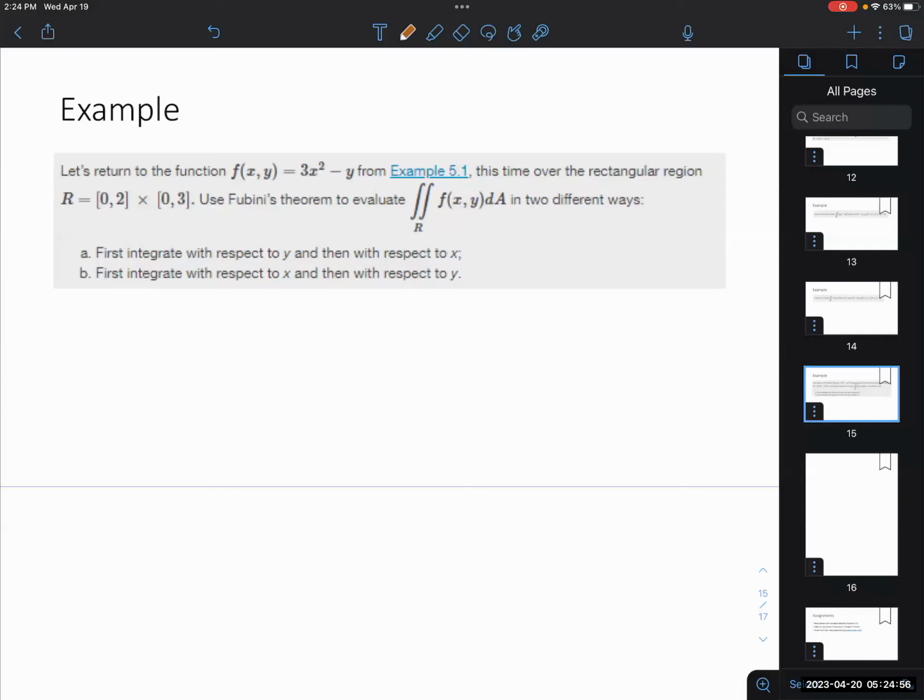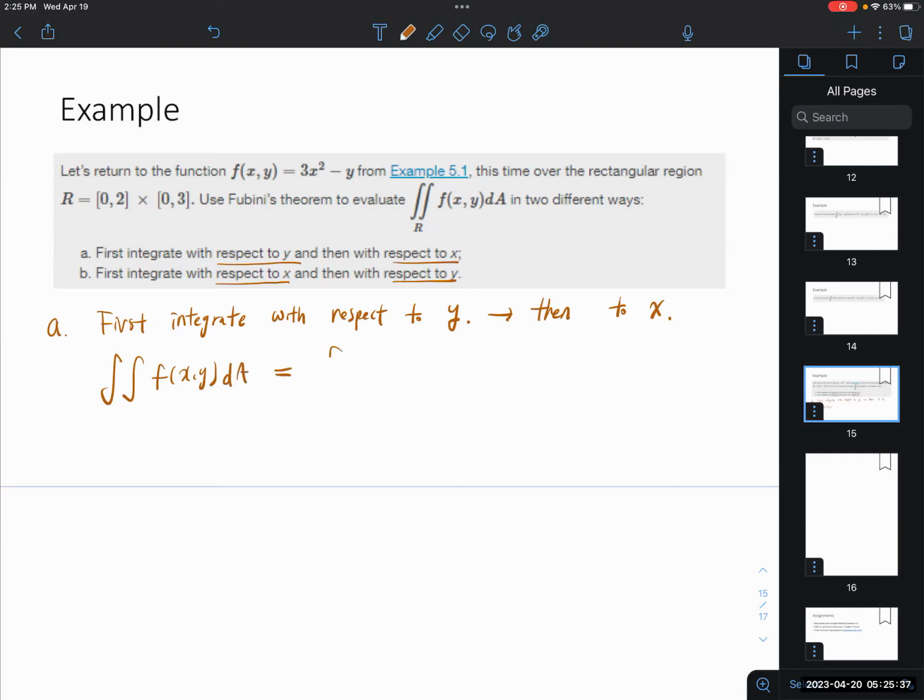So you see that I have a function, f of x y, 3x squared minus y. They say take the integral with respect to y first, then take the x later. Or you can take the x first, then later y. So we're gonna do both. So A, we're gonna integrate first with respect to y, then x. So we could do the double integral of f x y dA.